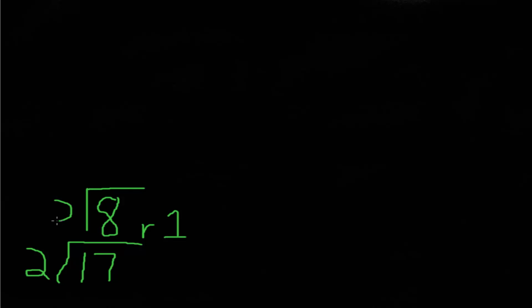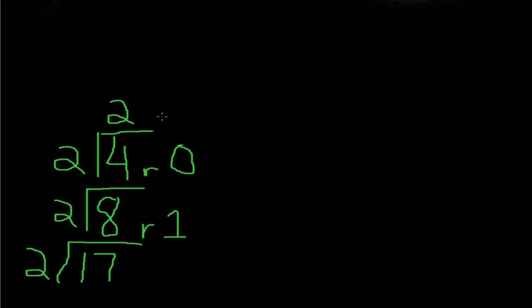Okay, so alright, so 8 divided by 2 is 4, with a remainder of 0. Right, so 4 times 2 is 8. Okay, now I'm going to divide this quotient by 2. 2 can go into 4 2 times, with a remainder of 0.